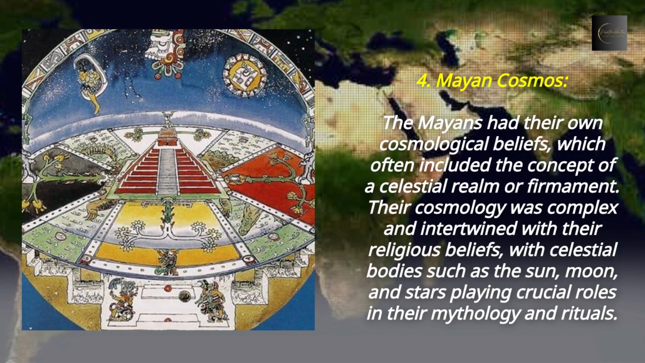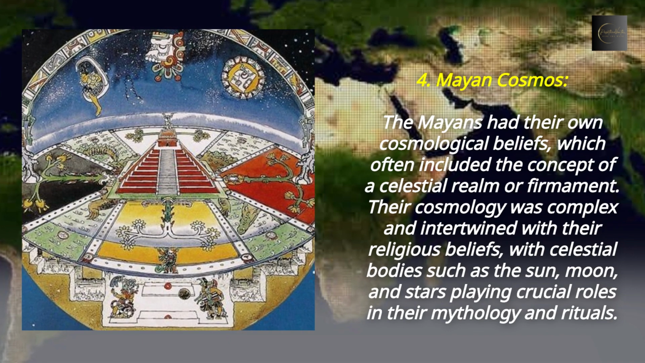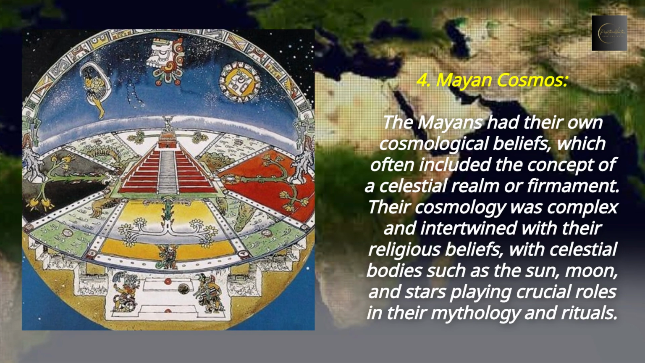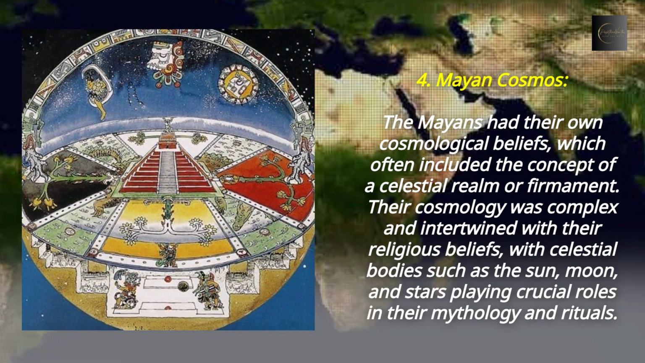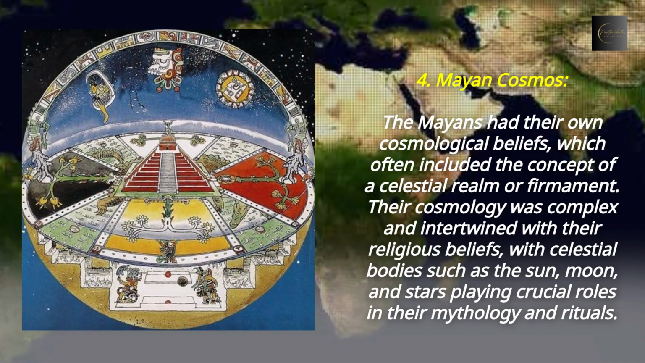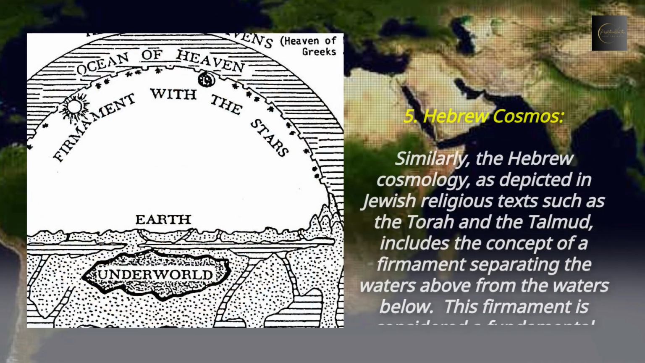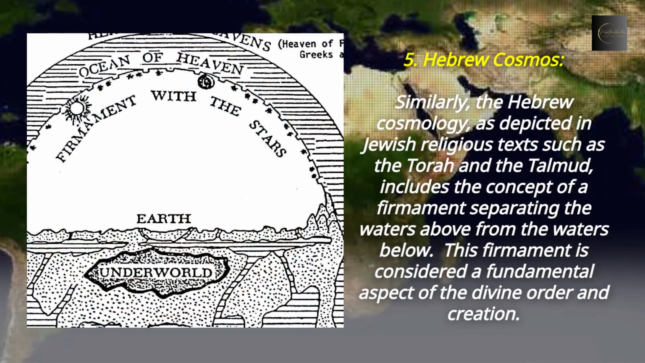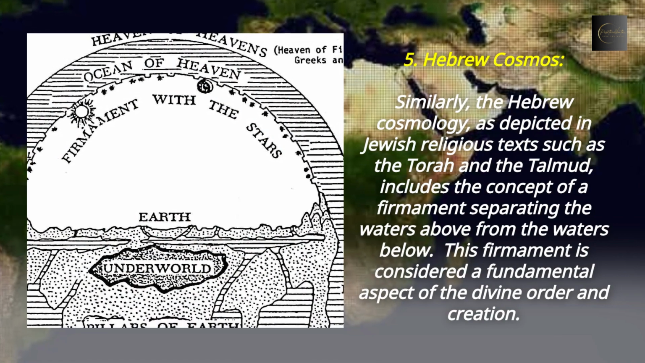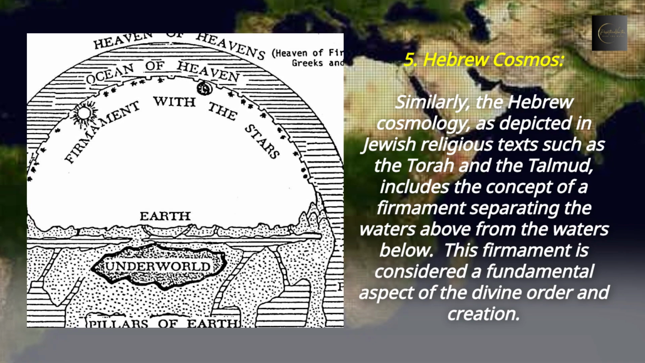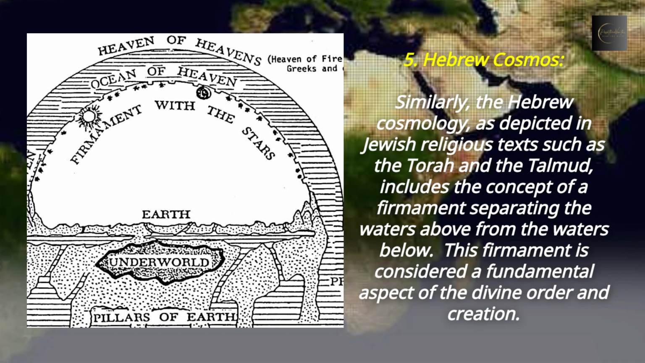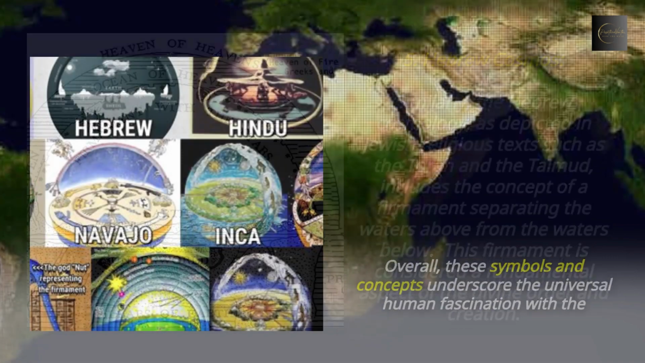4. Mayan Cosmos. The Mayans had their own cosmological beliefs, which often included the concept of a celestial realm or firmament. Their cosmology was complex and intertwined with their religious beliefs, with celestial bodies such as the sun, moon, and stars playing crucial roles in their mythology and rituals. 5. Hebrew Cosmos. Similarly, the Hebrew cosmology, as depicted in Jewish religious texts such as the Torah and the Talmud, includes the concept of a firmament separating the waters above from the waters below. This firmament is considered a fundamental aspect of the divine order and creation.